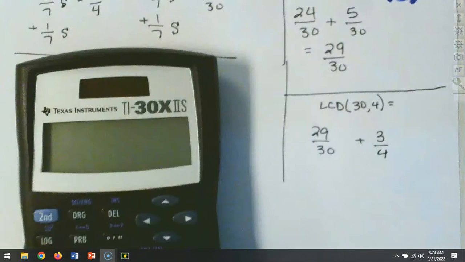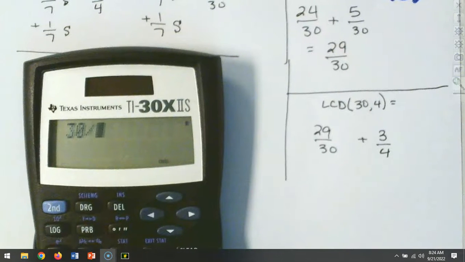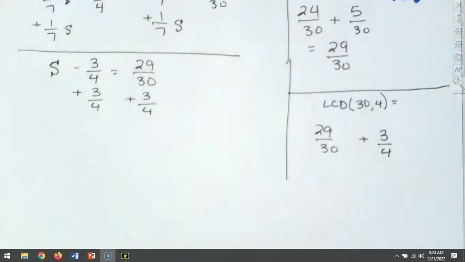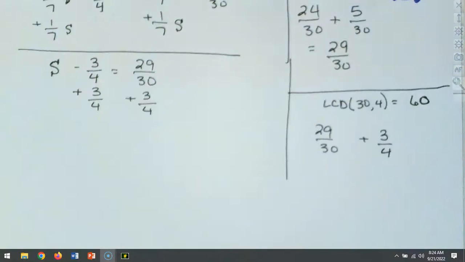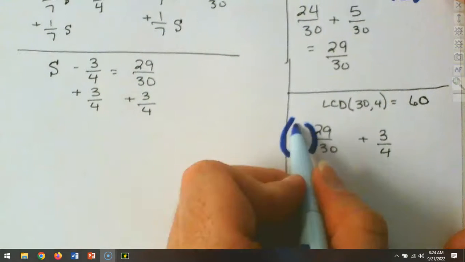Least common denominator of 30 and 4 would be what? Okay, well, let's see. Okay, we got 30. Does 30 evenly go into 4? No. Okay, so then we double it. So 30 times 2 is a 60. Does 60 evenly divide into 4? Yes. That gives me what? 15. So what's my least common denominator? 60. Because 60 goes into 30 and 60 goes into the 4, just like we've done before. Now, what do I need to multiply the first fraction by? Can someone tell me? 2 over 2. Yep, very good work there.